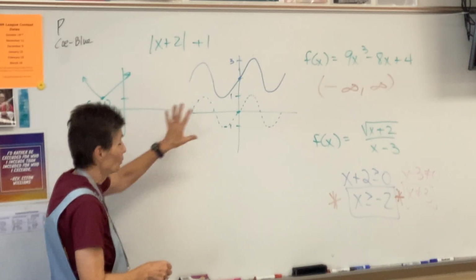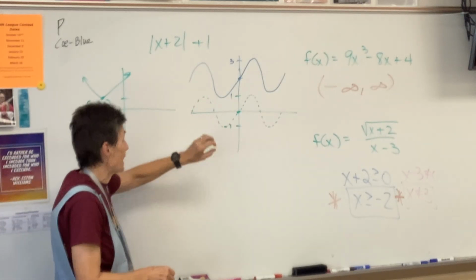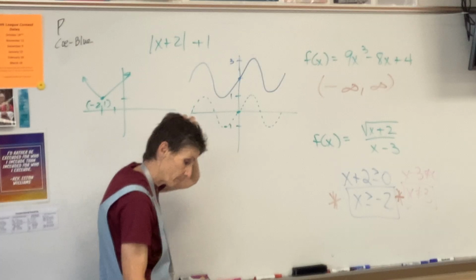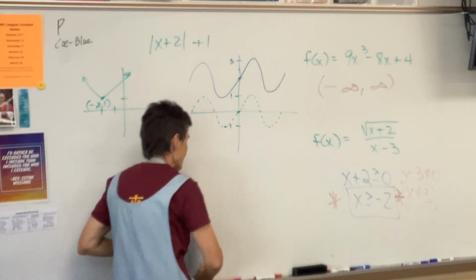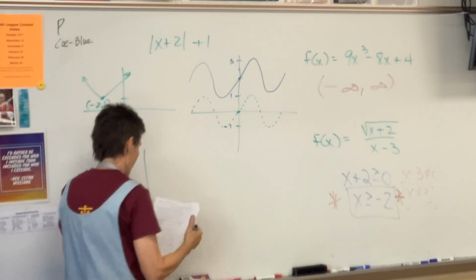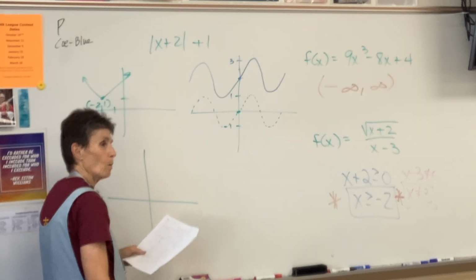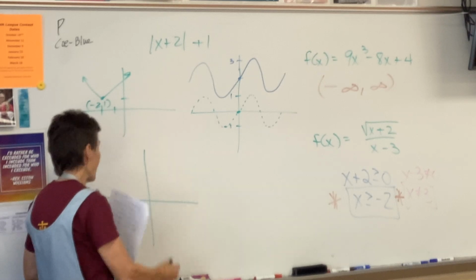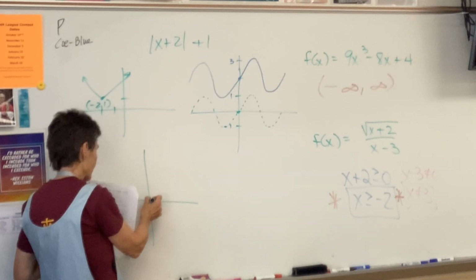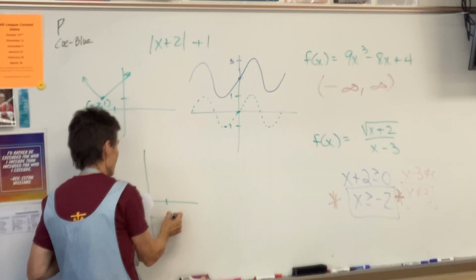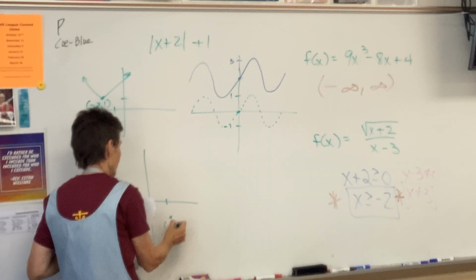So the blue one is the actual answer. I just dashed in the original. Okay, what about C? What shape is C? It's a parabola. Where is it? Not at the origin. So it's right 1, down 1. Right, very good. There it is.